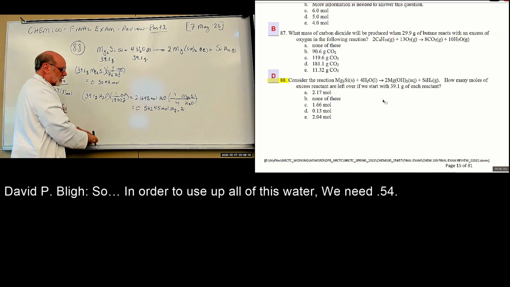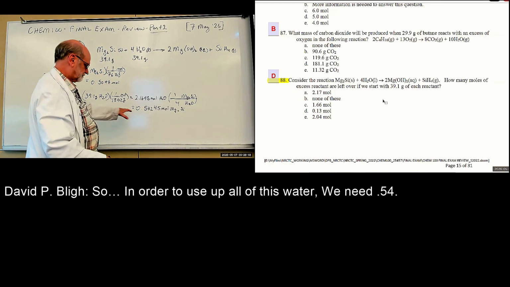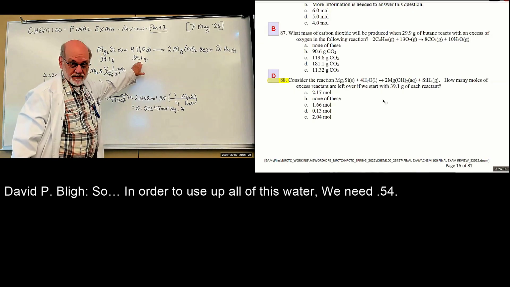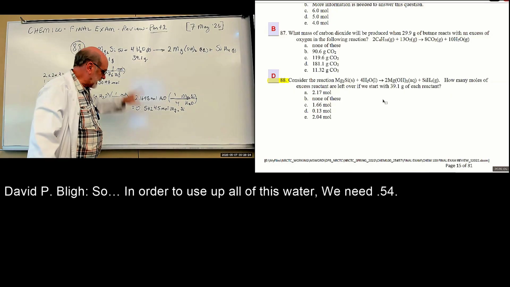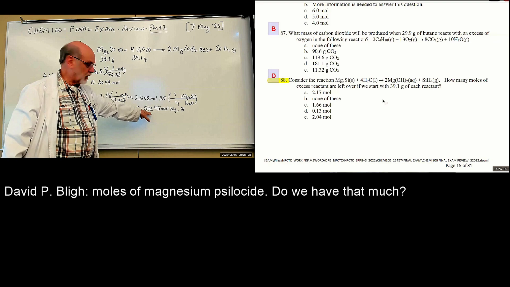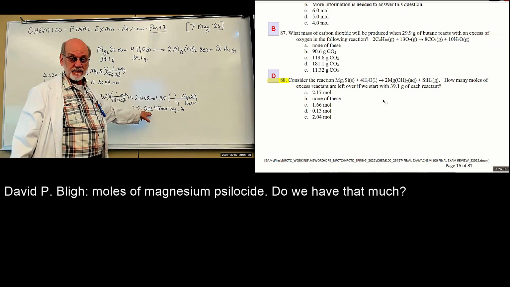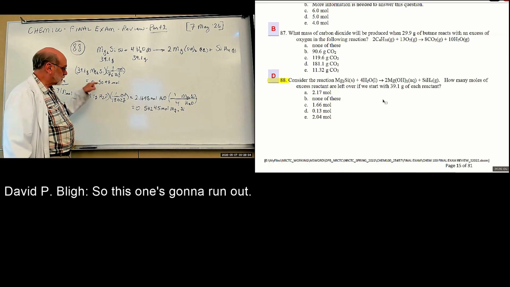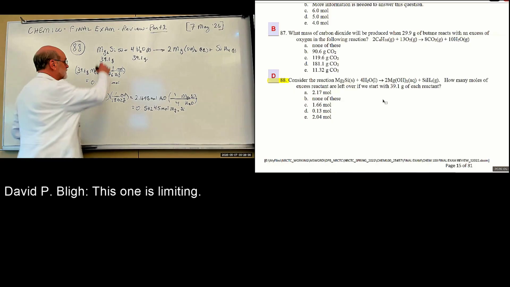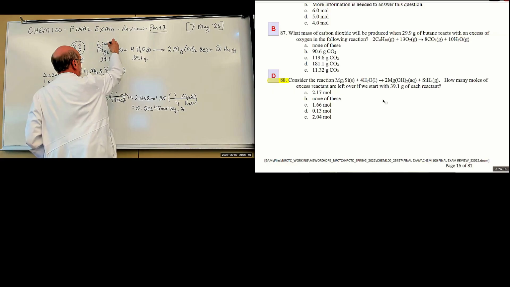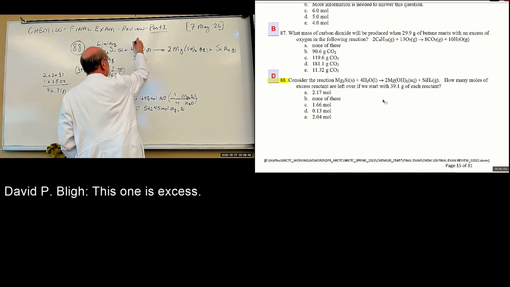Okay, so in order to use up all of this water, we need 0.54 moles of magnesium silicide. Do we have that much? No, we don't. So this one's going to run out. This one is limiting. This one is excess.